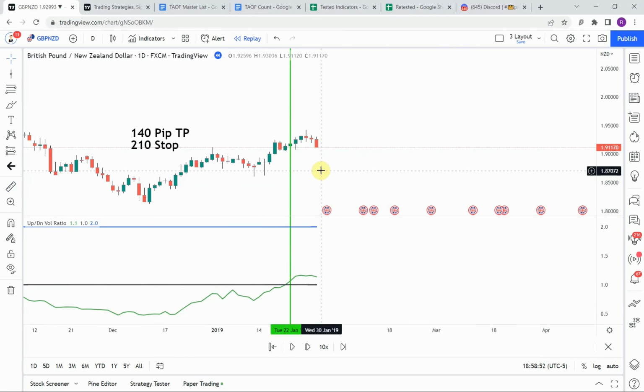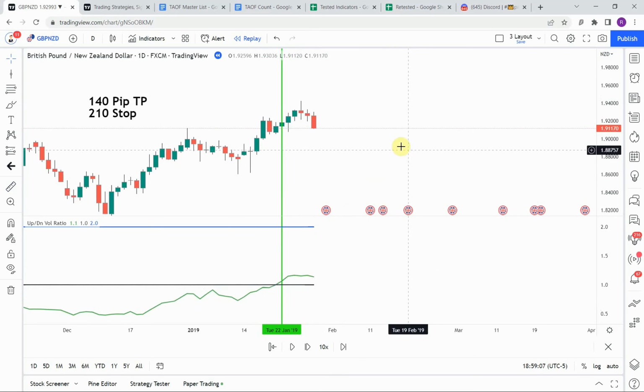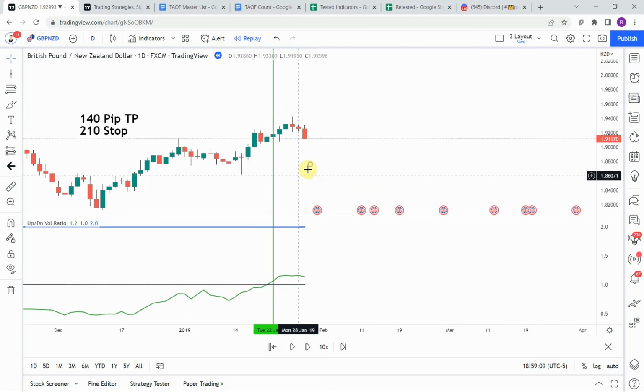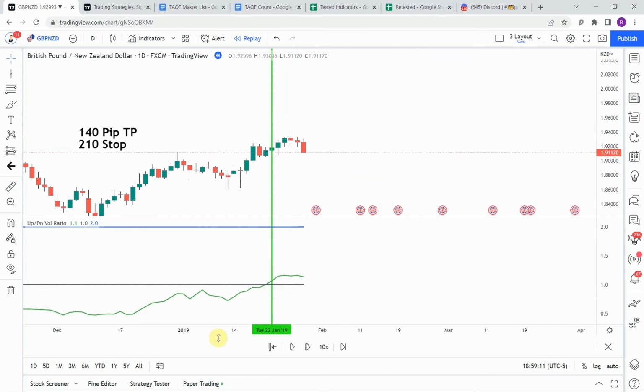Alright, so the first signal that we pick up is a long signal. We get that cross right here as the green line crosses up above that 1.0 line there, the black line, and we get a nice little push to the upside there in price action, which does come up and get us to our take profit. Let's go ahead and continue on.